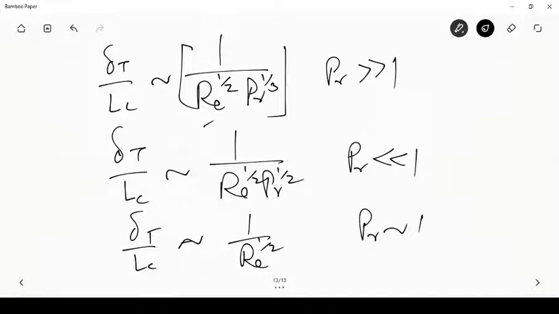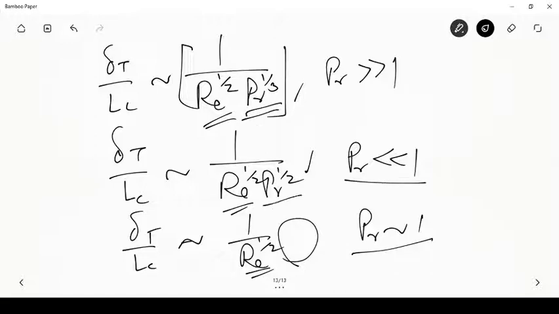So in all these three, the Re to the power half is common. Because the Prandtl number is 1 here, the power of the Prandtl number doesn't matter, so it could either join here or join here. For large Prandtl numbers, the dependence is on Pr to the power 1/3, and for small Prandtl numbers, Pr to the power half is the dependence. So this is what you get, and accordingly the Nusselt number will just have the inverse dependence.